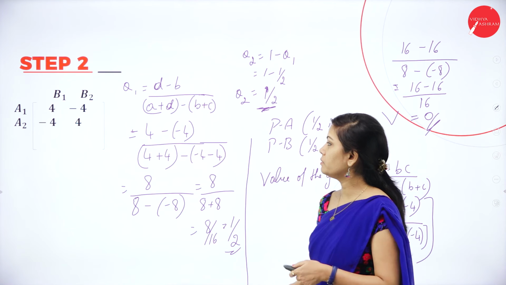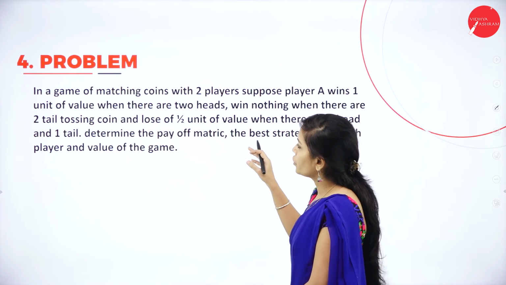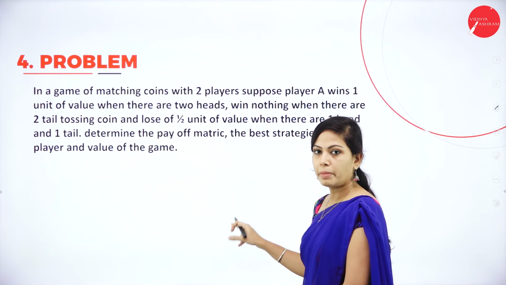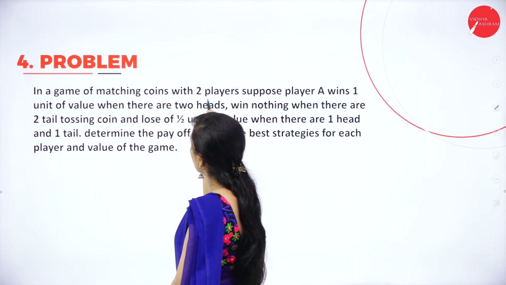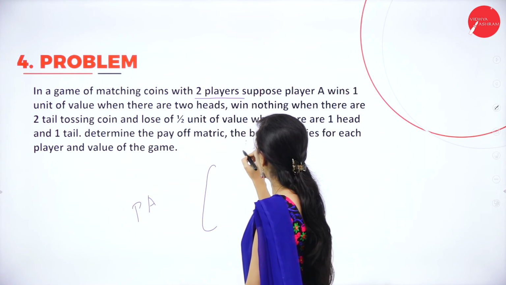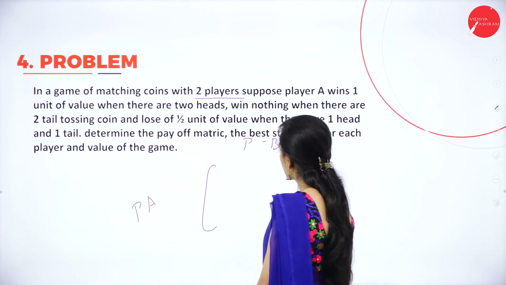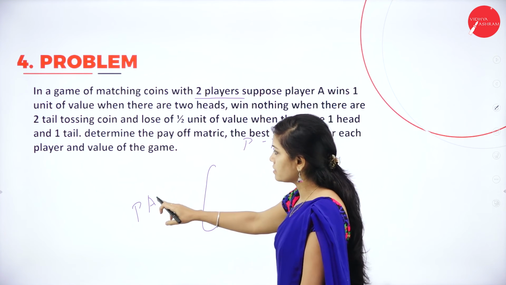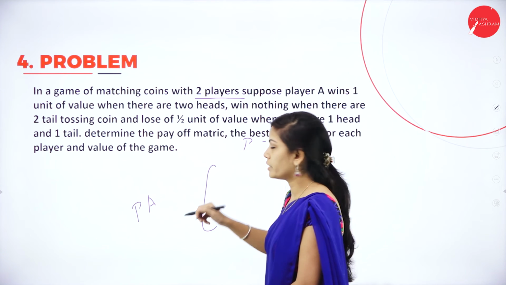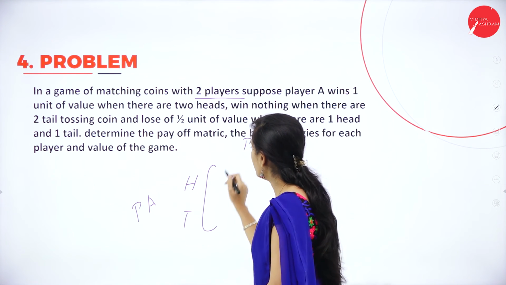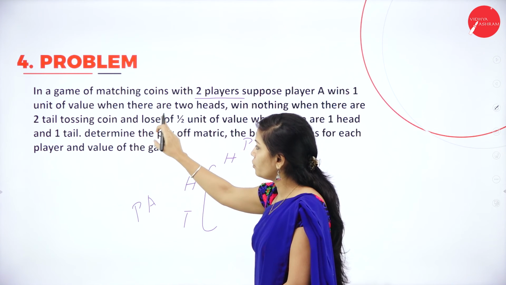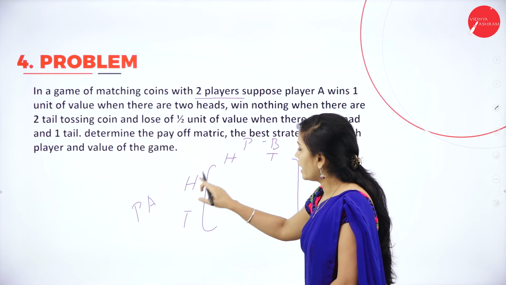Please practice the problems. And the next problem is, so here we have one instruction. By using this instruction, you have to write the matrix. In a game of matching coins with two players, player A and player B. Suppose player A wins 1 unit of value when there are two heads. Two heads means head and head. Player A wins 1 unit of value when there are two heads.